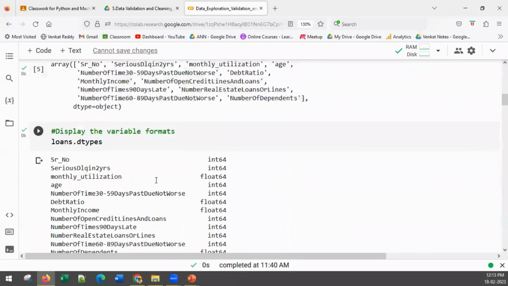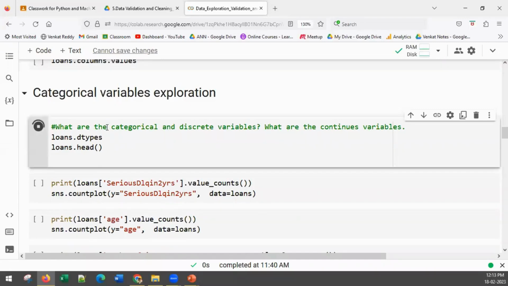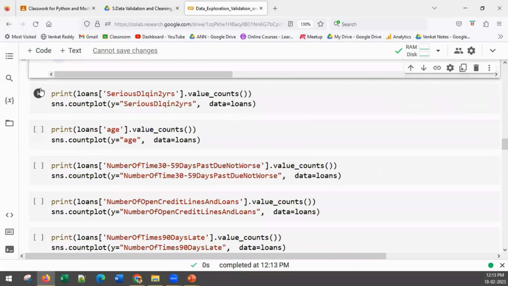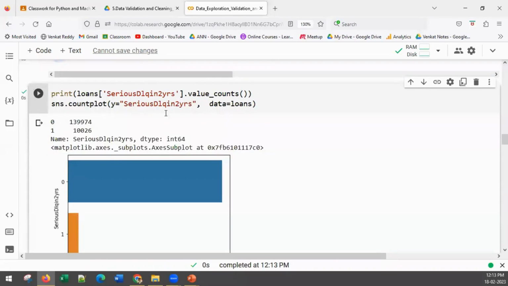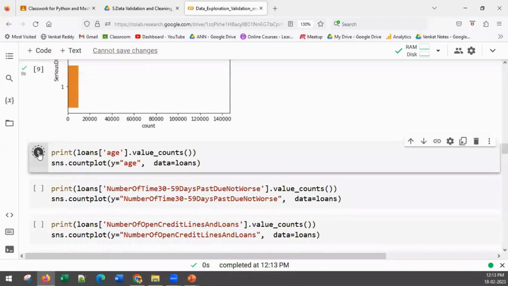Let's go here. Categorical variables or discrete variables exploration. This is the data. Serious delinquency in last 2 years, it is taking 0 and 1 only. And then age variable.